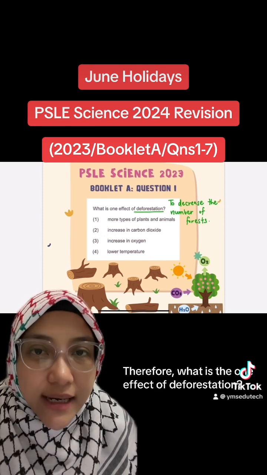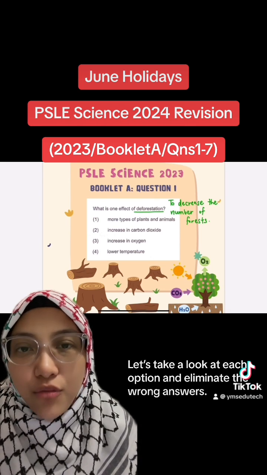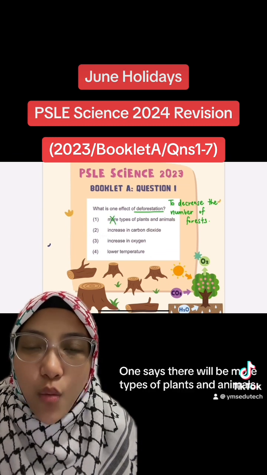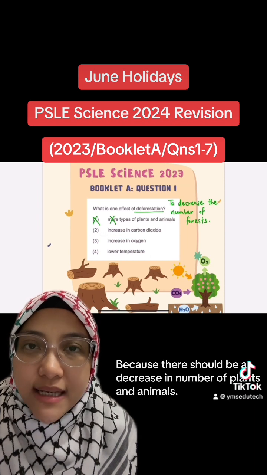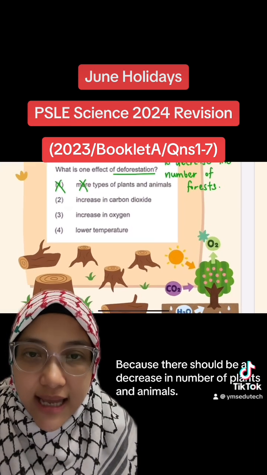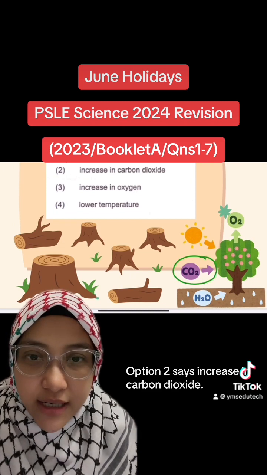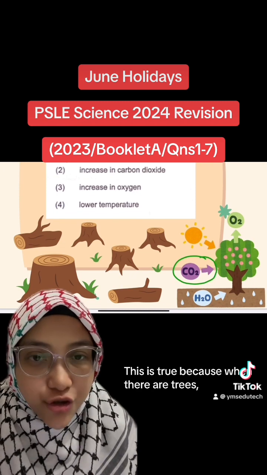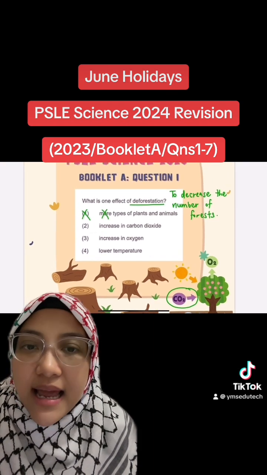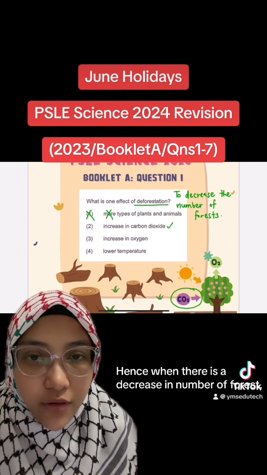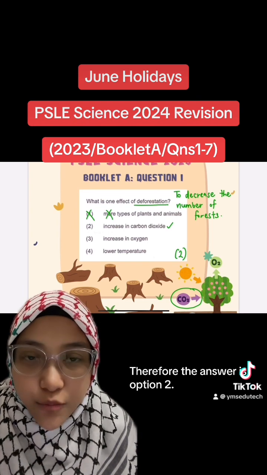Therefore, what is the one effect of deforestation? Let's take a look at each option and eliminate the wrong answers. Option 1 says there'll be more types of plants and animals. That's not true because there should be a decrease in the number of plants and animals. Option 2 says increase in carbon dioxide. This is true because when there are trees, the trees will take in carbon dioxide in the process of photosynthesis. Hence, when there is a decrease in the number of forests, there will be an increase in carbon dioxide. Therefore, the answer is option 2.